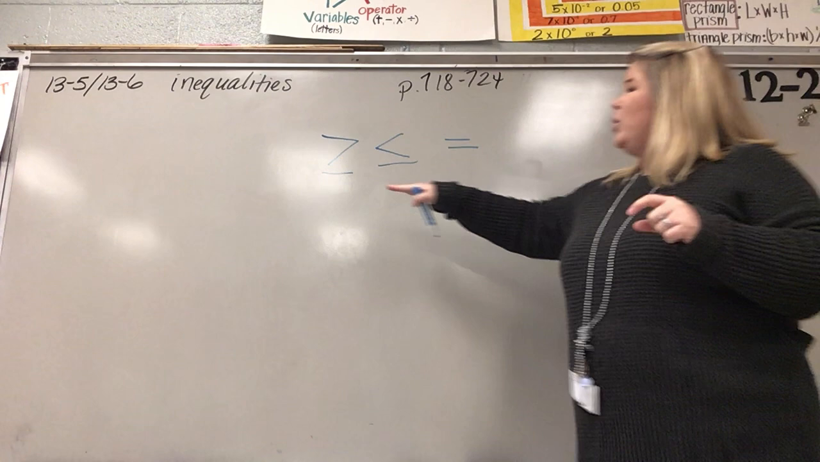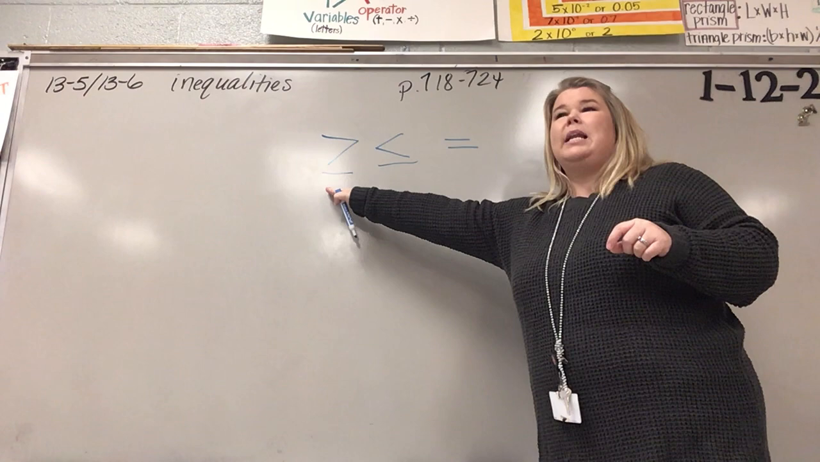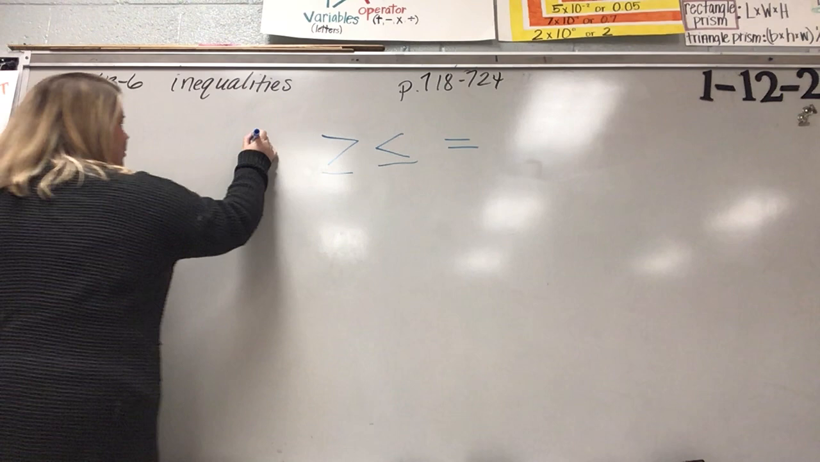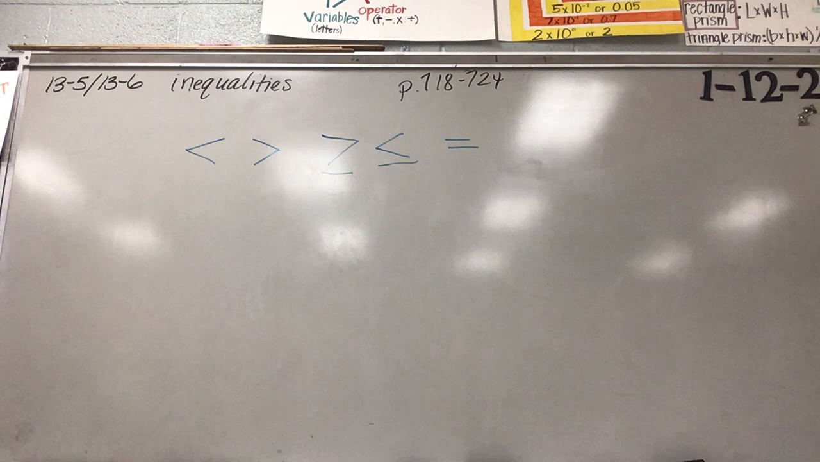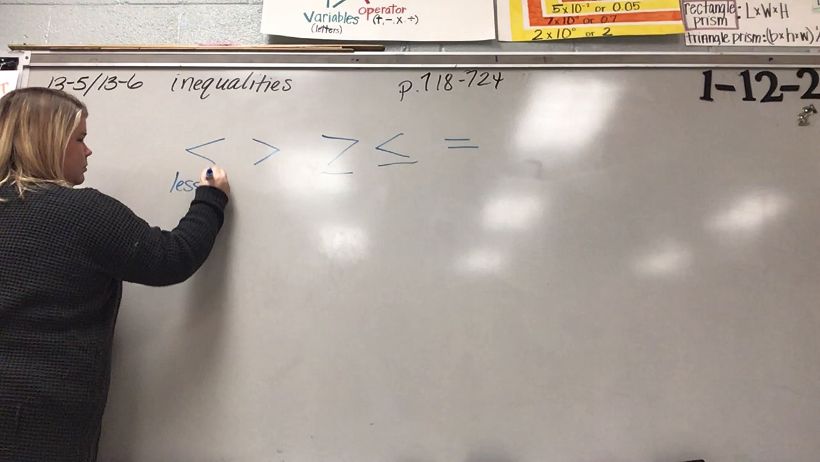So, this is the thing. We're going to talk about greater than. But here, I said greater than and equal to, less than and equal to. You got equal to, but you also have less than or greater than. So, what is this sign? Less than. What's this sign? Greater than.